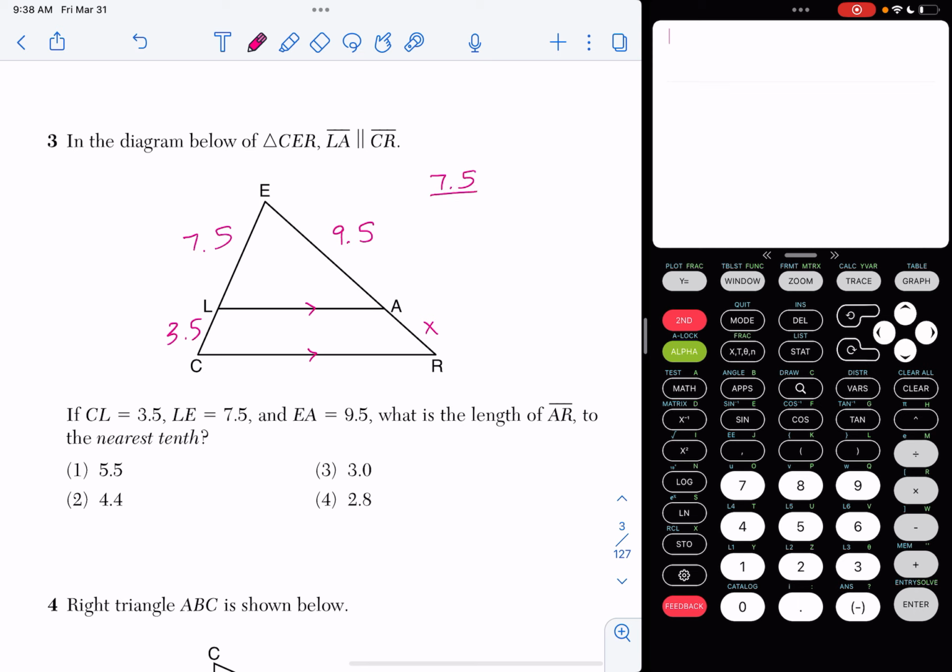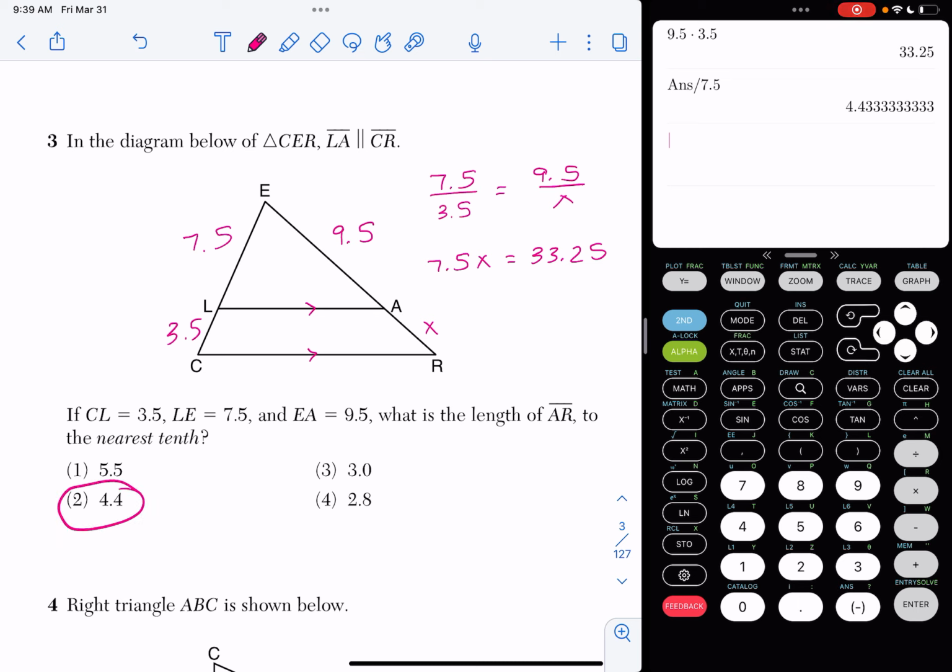So I can make a proportion 7.5 over 3.5 equals 9.5 over x. When we cross multiply here, 7.5 times x is 7.5x. And then I have 9.5 multiplied by 3.5 gives me 33.25. And let's divide both sides by 7.5. And I get 4.433333 over on my calculator on the right, and that gives me choice 2.